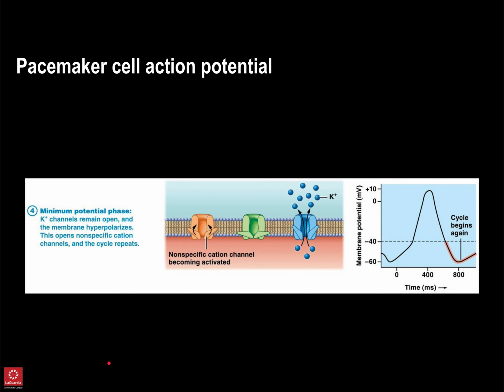And then we get to the minimal potential phase. Potassium ion channels remain open until the membrane reaches its minimum potential. When this happens, the membrane is hyperpolarized, which opens the non-specific cation channels, and the cycle begins again.